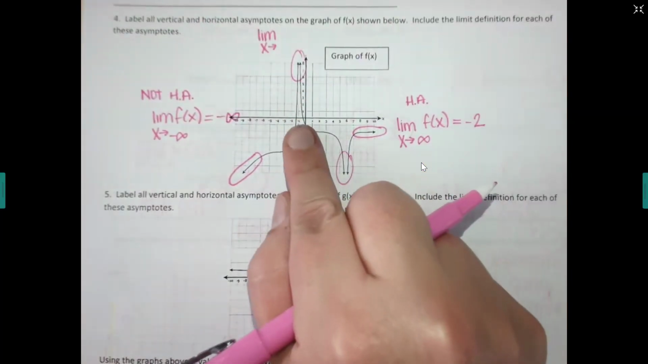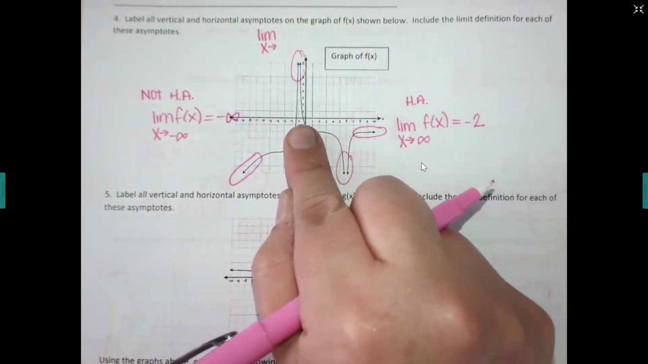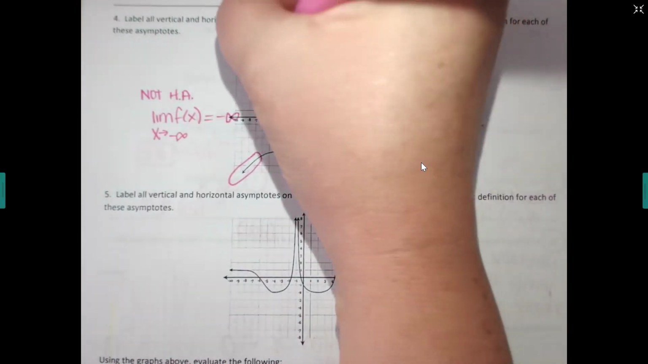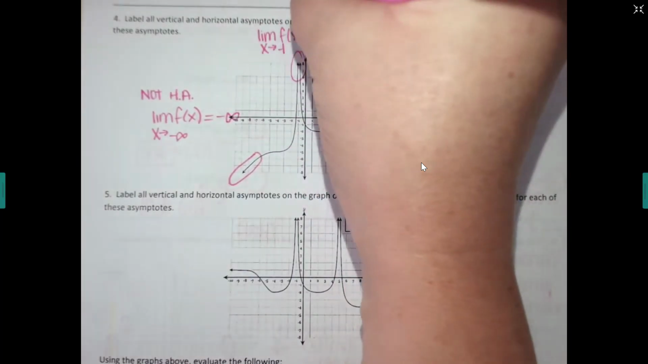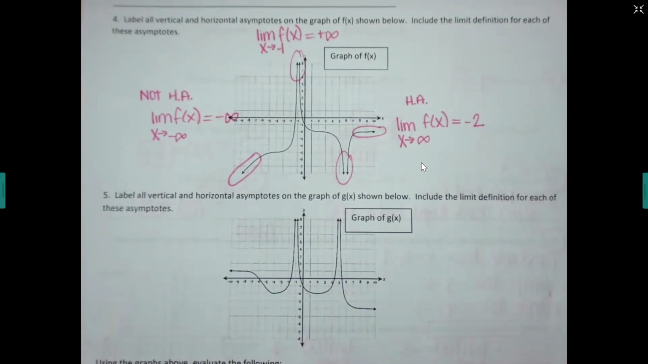Then I have 2 vertical asymptotes. For vertical asymptotes, your x should approach where the asymptote is, and then your y should be what goes up or down. So here's what I mean by that. For this first one, what is my x value that I'm getting closer and closer to? -1. But the ends of my graph are both going up to infinity. And then what type of asymptote is that? Vertical.